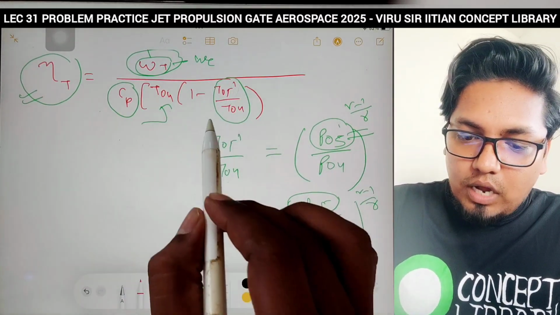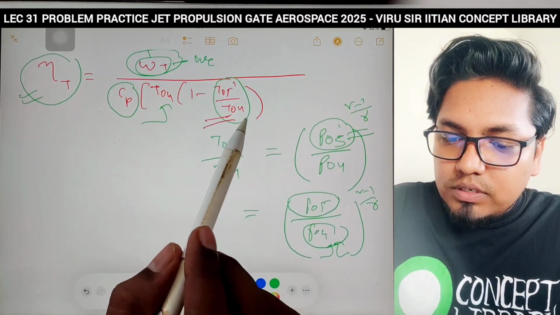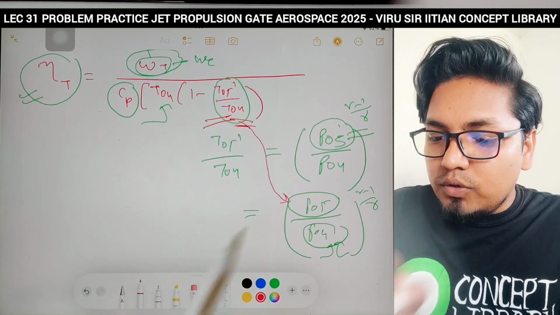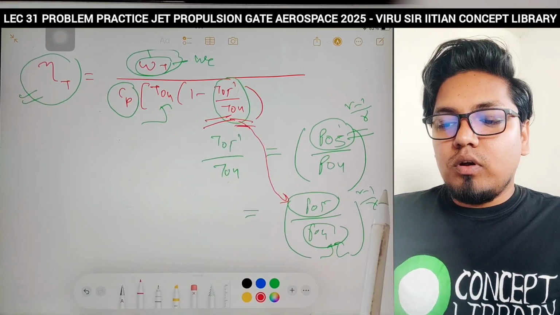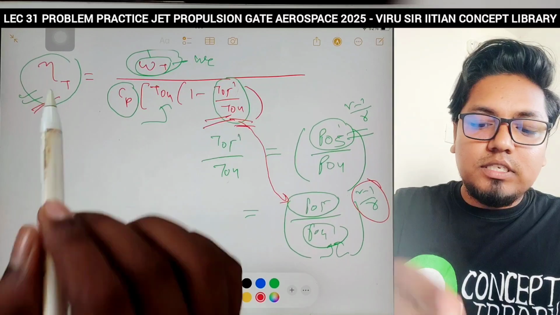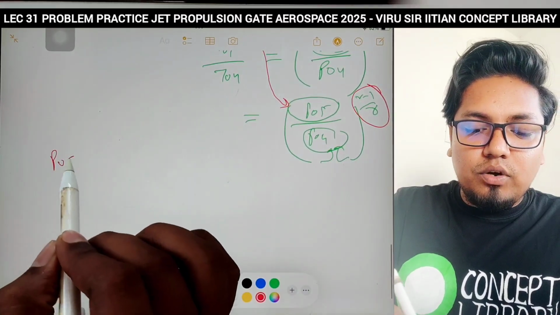Now you can develop P05 from this formula, right? How will you replace it in this formula? Exactly here in the bracket, you have to put the value of P05 by P04, whole power gamma minus 1 by gamma, and everything is given. You can find your P05 easily.